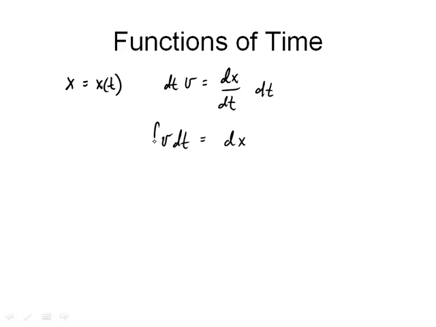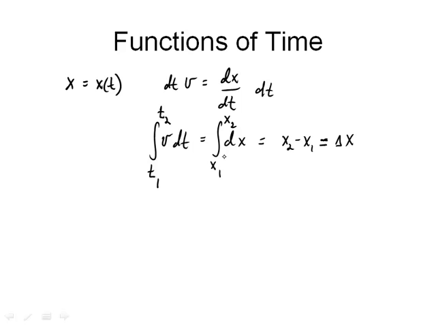And then let's integrate both sides. On the right-hand side, let's integrate from x1 to x2. This becomes x2 minus x1, or a change in position. The left-hand side, I'm going to integrate. Now, notice the variable of integration is time. So there's going to be a time associated with x1, that's going to be some time t1. And there's going to be a time associated with x2, and that's going to be t2.